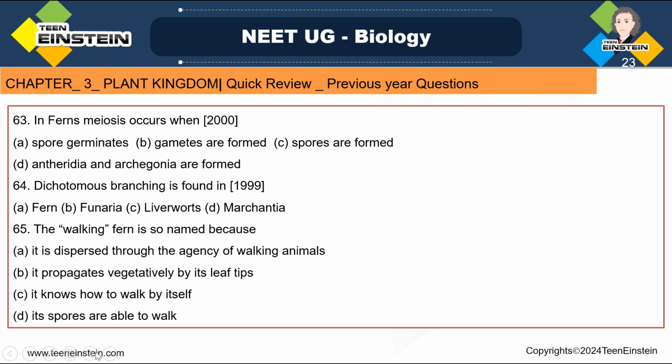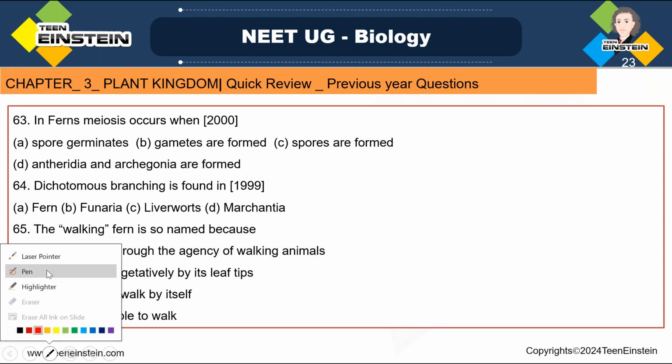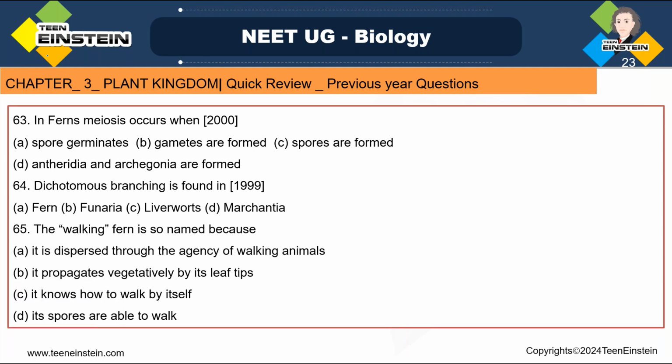Question number 63. In ferns, meiosis occurs when? First option is spore germinates, second gametes are formed, third spores are formed, and fourth antheridia and archegonia are formed. In which stage in ferns is meiosis taking place?